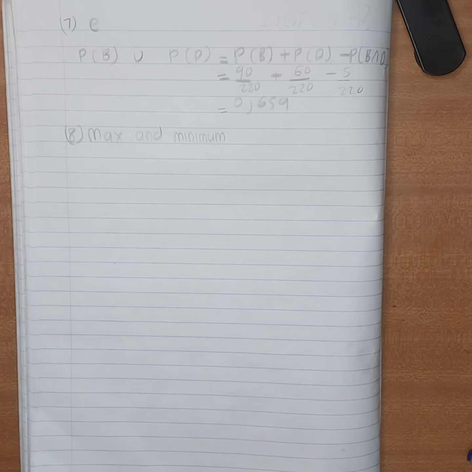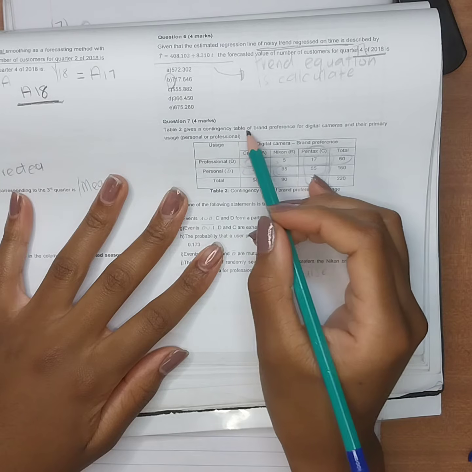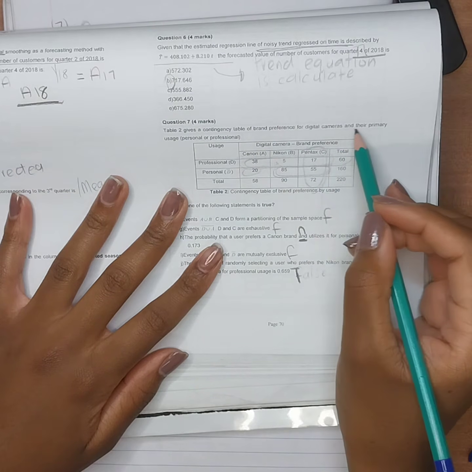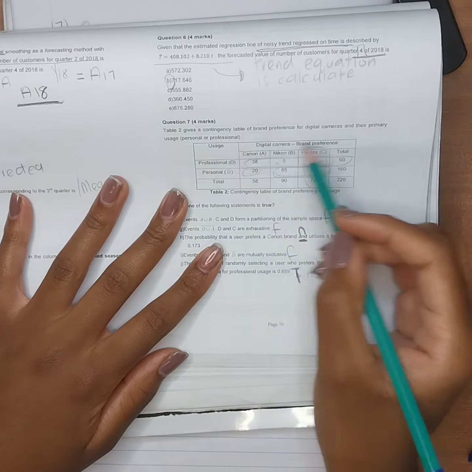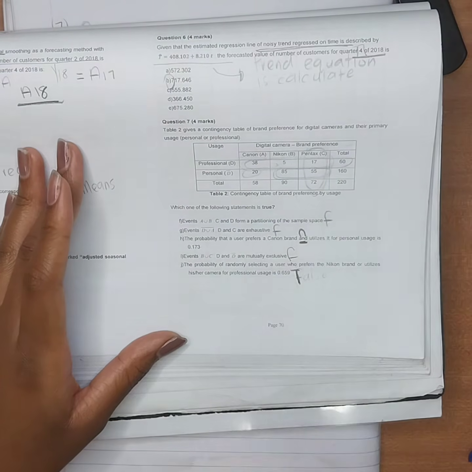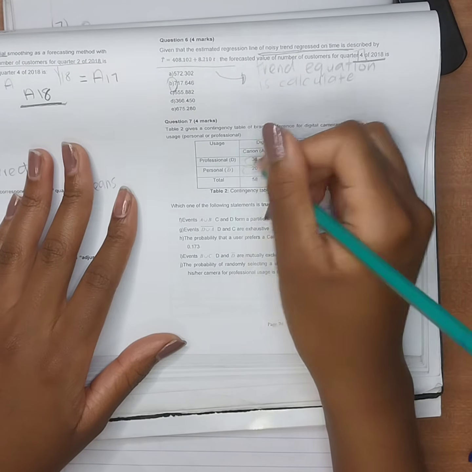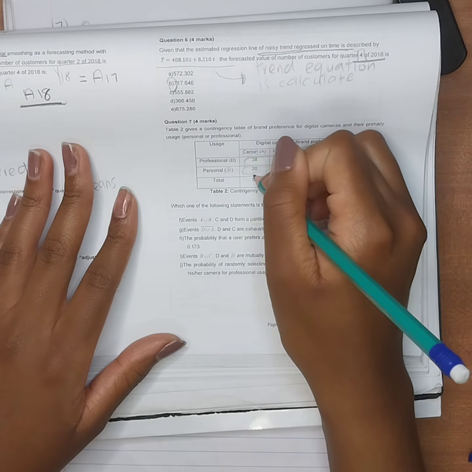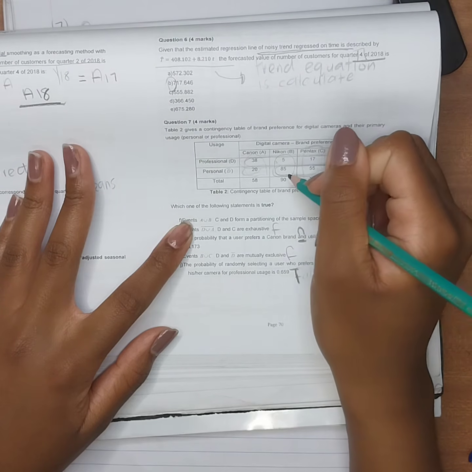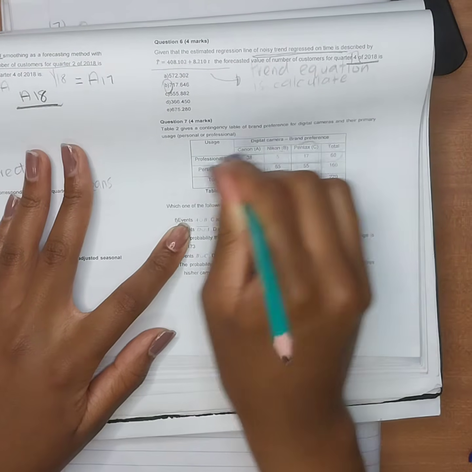So here's the question. Question 7 says, Table 2 gives a contingency table of brand performance for digital cameras and their primary usage, personal or professional. So usage, brand preference, right? So it says events A union B. What does A union B mean? It means the probability of A plus the probability of B less their intersection, right? But there's no intersection between them. Okay, let's look at the other one.